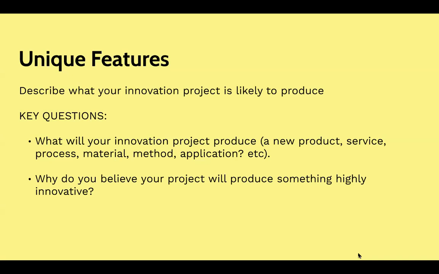So you need to consider, you know, what your innovation project is going to produce. You need to think about, is it a new product? Is it a new service? Is there a process change that's going on? Are you introducing or utilizing new materials that are in the marketplace? For example, if you're looking at different types of plastic alternatives, those sort of things. Have you got new methods that you've created as part of the innovation you're working on? Or is the application that you're doing, is that innovative? So you really need to drill down into what the innovation is and why you believe your project is going to produce something highly innovative.